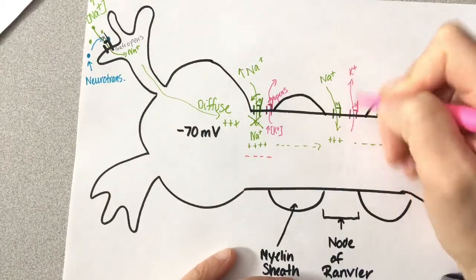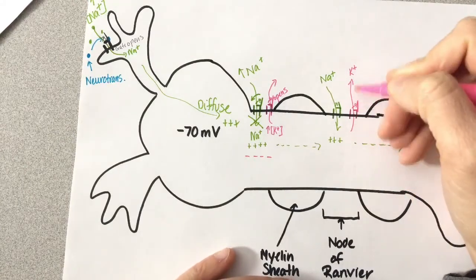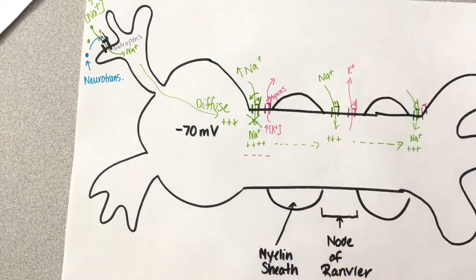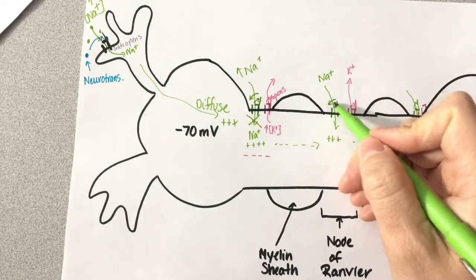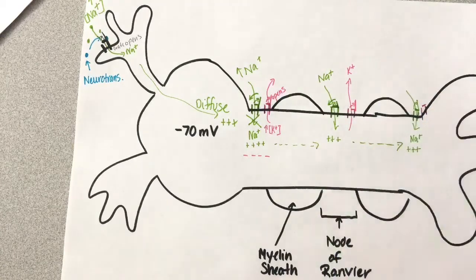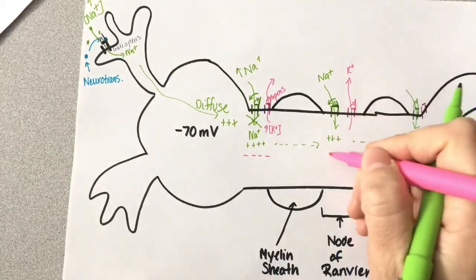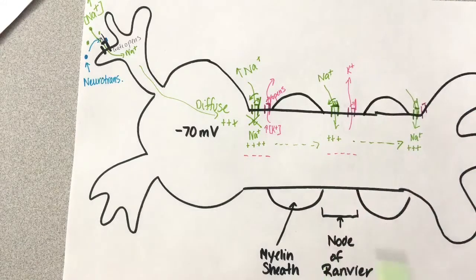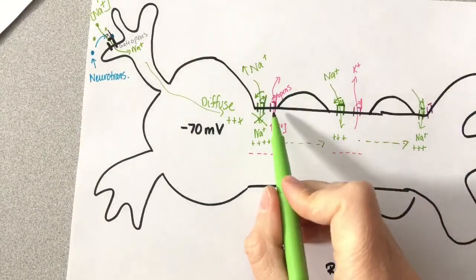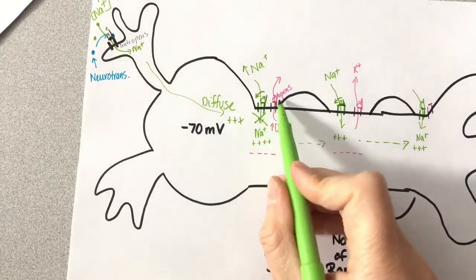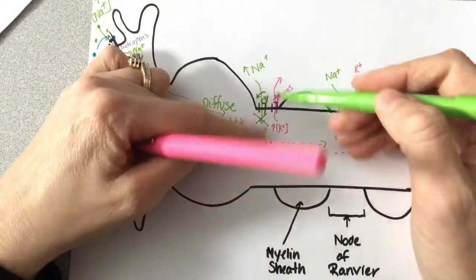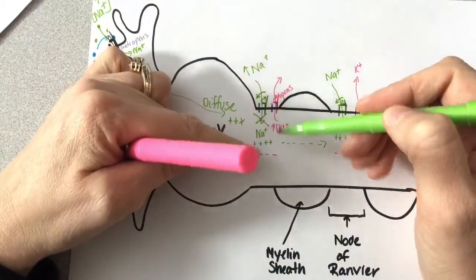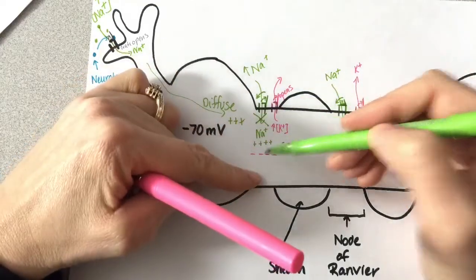Potassium will leave from high to low concentration. What happens to the sodium gates over here? Sodium gates shut, and therefore, as the potassium gates are open, the inside of the cell becomes negative. Meanwhile, over here, the potassium gates will shut, and it'll go back to negative 70. So both will be shut, and you won't have flow into or out here. So this goes back to negative.